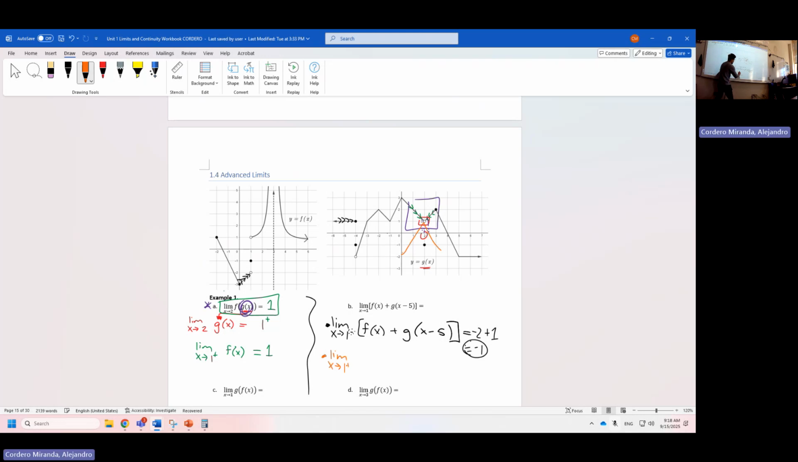Limit as x goes to 1 from the right of f plus g. Okay, cool. Here's us going from the right. There's f's limit from the right, which is 1. Here's g's limit from the right. Again, I'm not going at 1. I'm going at -4. Coming in from the right, I get -2. Or 1 plus -2 if you like that better. And then 1 plus -2 is -1 again.